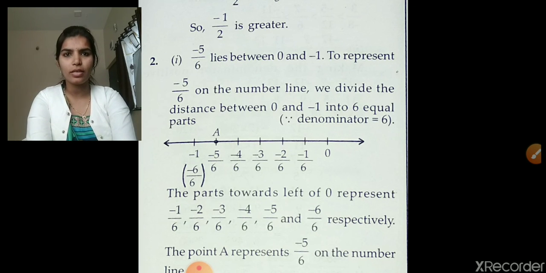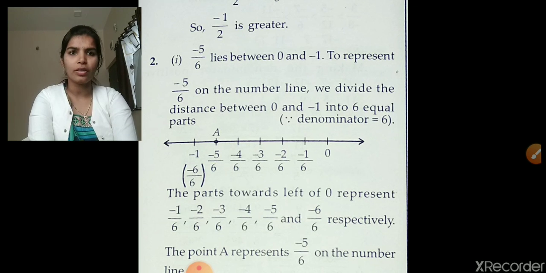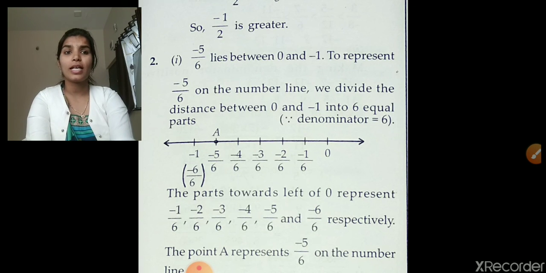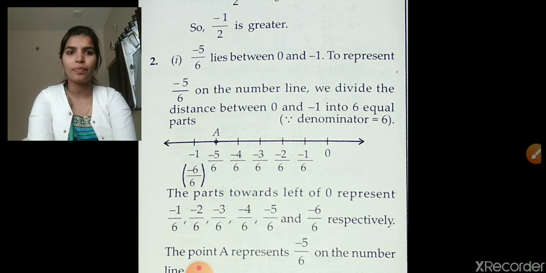To represent the minus 5 by 6 on the number line, we divide the distance between 0 and minus 1 into 6 equal parts. Why are we making the 6 equal parts? Because the denominator is 6. So that's why we are making 6 equal parts between 0 and minus 1 with the same measurements.